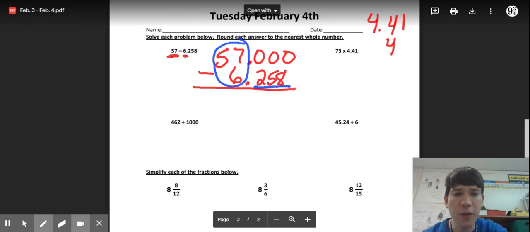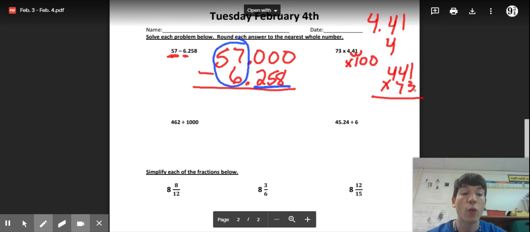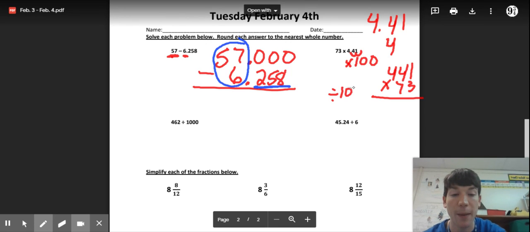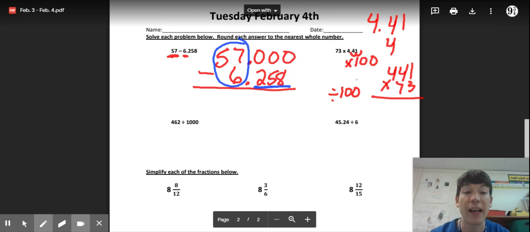So when I do this, what I'm going to do is start off by moving that decimal over 2 times in 4 and 41 hundredths. So basically, I have 441 now times 73. And then when I get my final answer there, I'm going to have to divide it by 100, do the opposite, by moving the decimal back 2 times to the left. And that's going to give me my final answer. And we want to make sure that our final answer is pretty close to what we said it would be, something in the 200s.